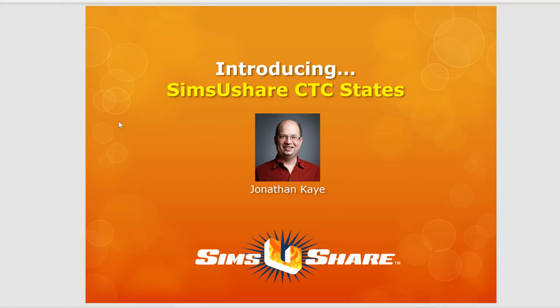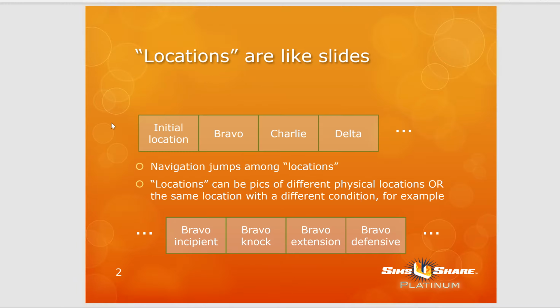This is a really exciting, new, and unique feature of SimsUshare to let you control your evolution really easily and seamlessly. Now, as you know, SimsUshare locations are like slides. You have an initial location, or Alpha, Bravo, Charlie, Delta, but you can create locations that reflect not only the actual physical location, but also the condition. For example, an incipient, a knockdown, extension. And then you can move your participants over to the correct location for the current condition.